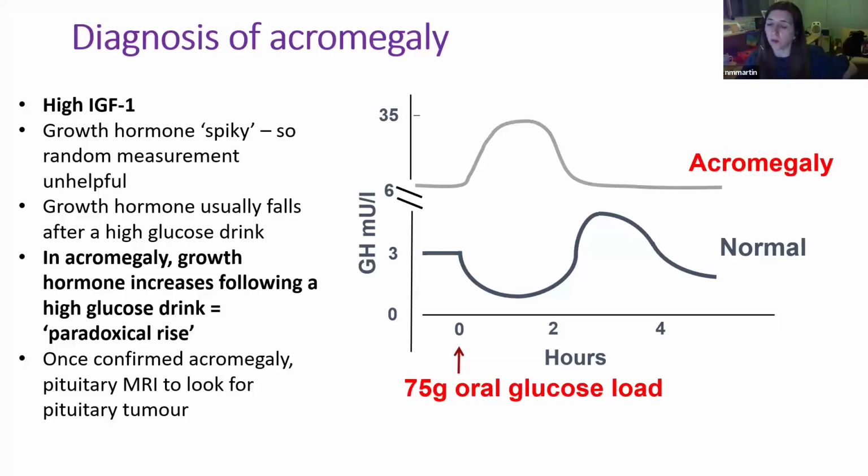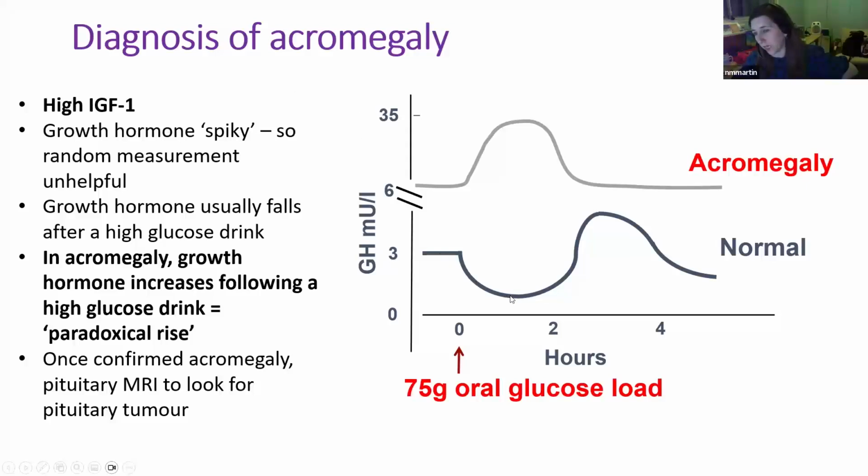An oral glucose tolerance test involves you having a sugary drink with a certain amount of glucose in it, 75 grams. It can be all different. Some people use Lucozade, you can use all different things. You take that sugary drink and then you have a series of blood tests over a period of time. Normally when you have this glucose load, this sugary drink, growth hormone should fall.